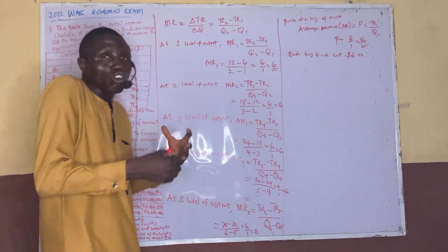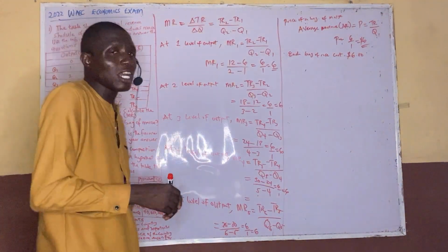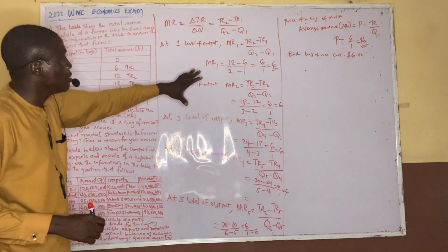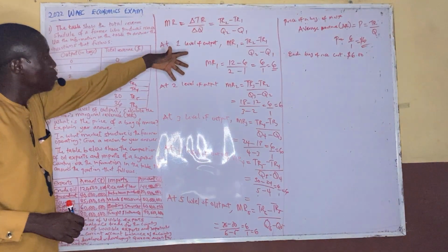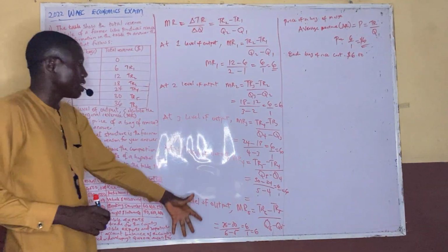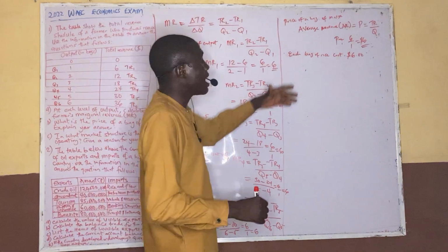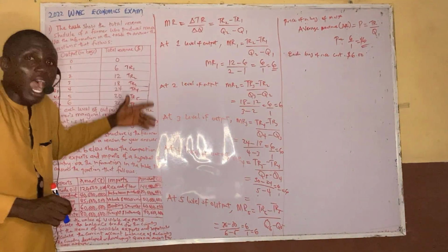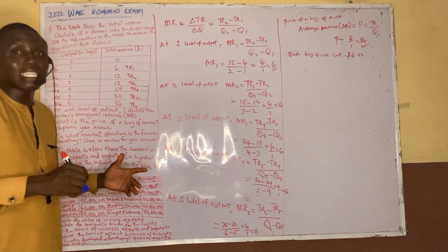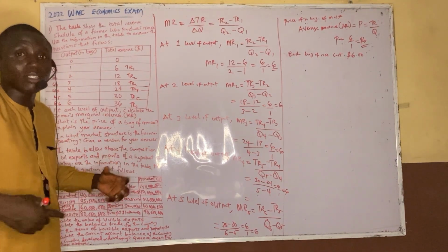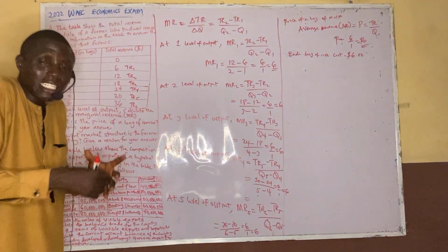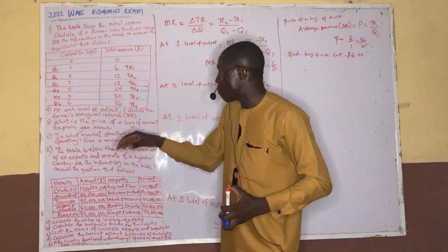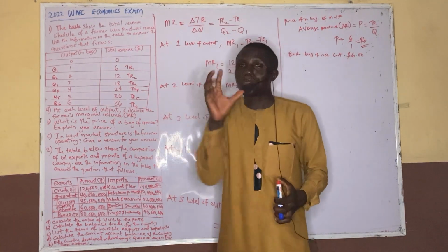In what market structure is the farmer operating? When you look at this marginal revenue, you can see that the marginal revenue is constant, which is 6. The price of the bag of rice is constant throughout. As the quantity is changing, as the output of the rice is changing, the price still remains constant. Meaning that the farmer is operating under the market structure known as a perfect market.